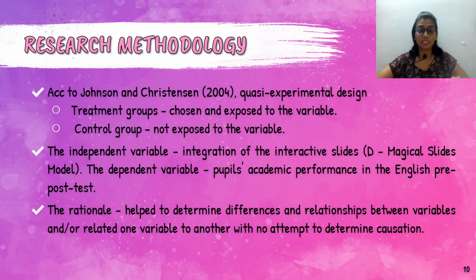The rationale for this research was that it helped to determine the differences and also the relationship between variables, whether they are related to one another with no attempt to determine causation. This is because the basis of this research was to determine the impact of using the D-magical model slides on the Year 5 pupils' academic performance in learning English in SK Todjering. Thus, other types of research design were seen to be inappropriate.